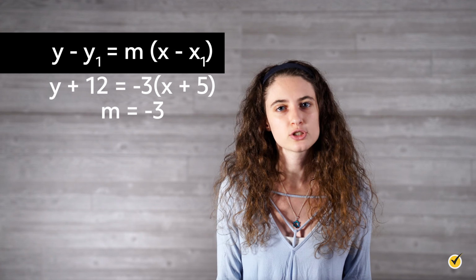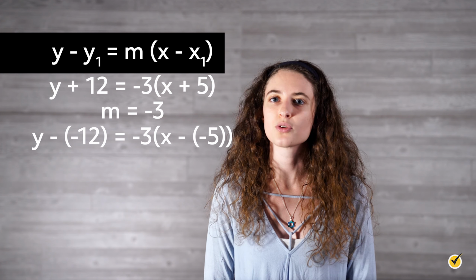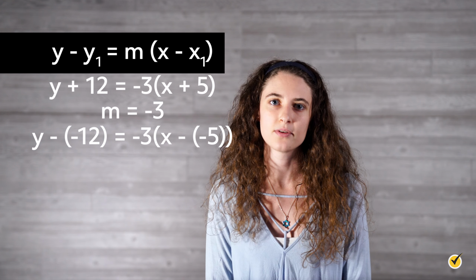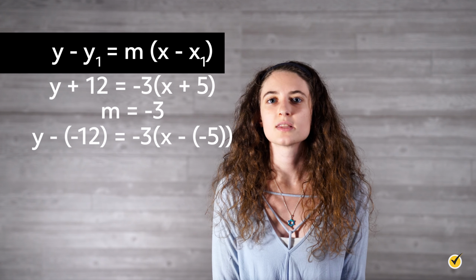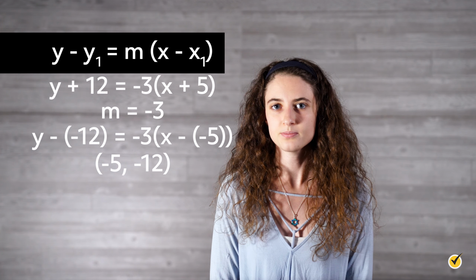Y plus 12 equals negative 3 times x plus 5. By now, you can quickly see that the slope of this equation is m equals negative 3. This equation also does not match the general form, but it can be rewritten as follows. Y minus negative 12 equals negative 3 times x minus negative 5. This adjustment reveals that the point that is on the line is negative 5, negative 12.